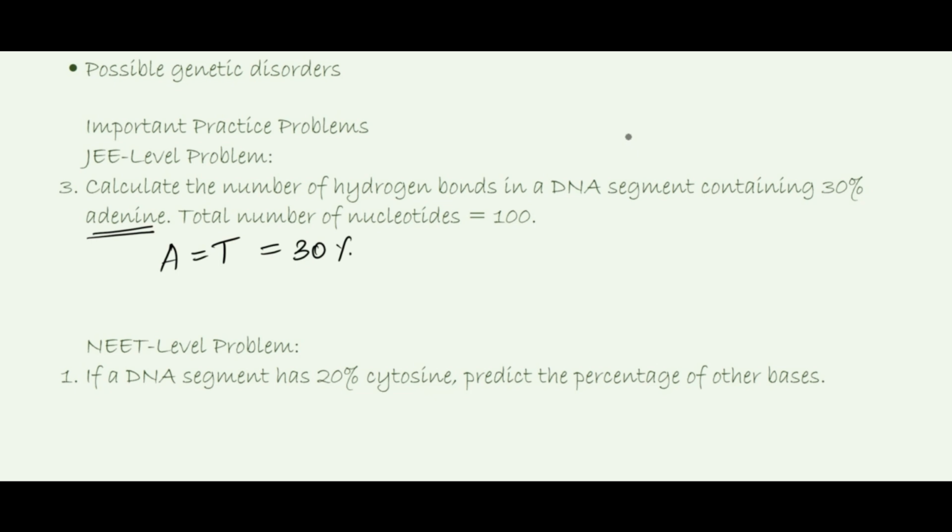Then, how much of the purine base is there, that much of the pyrimidine base is also there. 30% A and 30% T is sorted. But they are saying total number of nucleotides is 100. So the remaining 40% is there, that belongs to G and C.